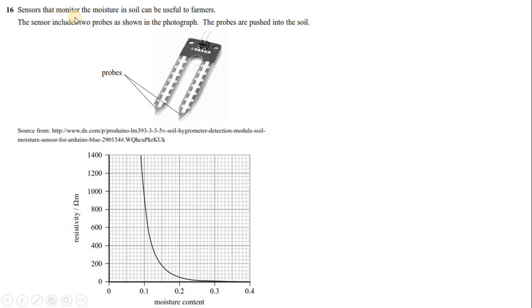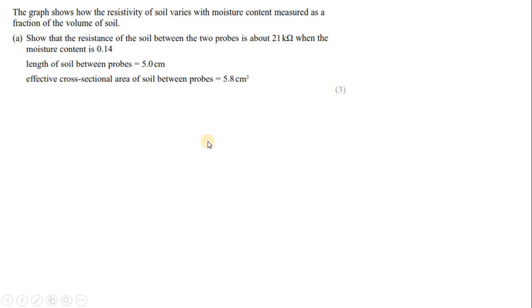Sensors that monitor the moisture in the soil can be useful to farmers. The sensors include two probes as shown in the photograph. The probes are pushed into the soil. This is the probe and some graph is given, with moisture content on the x-axis and resistivity on the y-axis. So this is some conditions and graph. The graph shows how the resistivity of soil varies with moisture content measured as fraction of volume of soil.